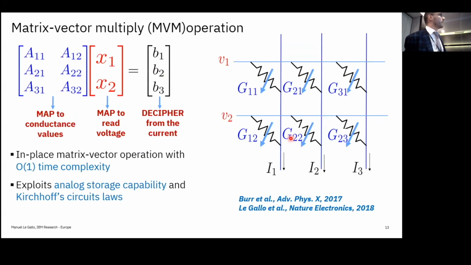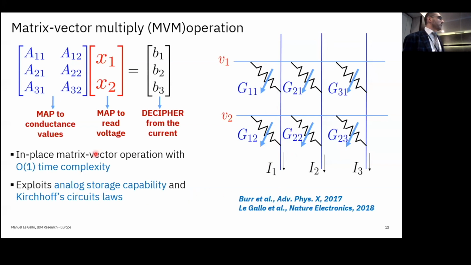Now, once we have programmed the weights, we can do matrix multiplications. I will explain how we do this in analog. I think it was also covered in the morning by Onur, but just to recap what we do. We have a matrix here. We map it to conductance values, so A11 corresponds to G11, A12 to G12, etc. Then we map X, which is the input vector, to voltage values, V1 and V2 here. And then we read the result of the matrix multiplication from the current. That is basically using Ohm's law to do the multiplications and Kirchhoff's law to do the additions here.